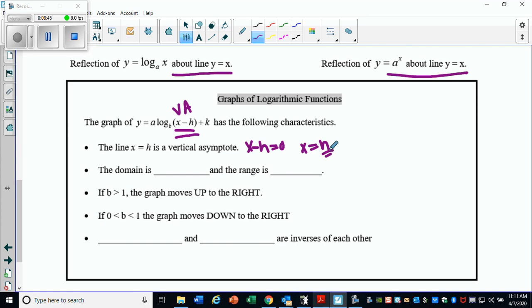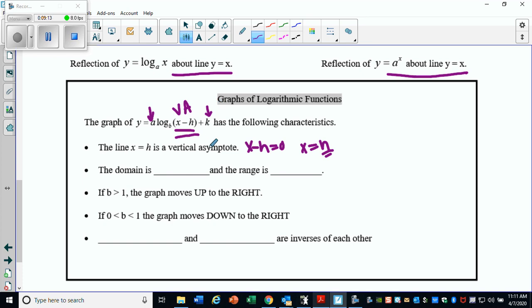Your graph is either going to be on one side or the other side, okay? So remember, because I cannot take any log of a negative, it's going to be on the side of the vertical asymptote where all of your log values are positive, okay? Your a value is still the same. This is going to give you your vertical stretch and your vertical shrink. And your k value is still going to be how it moves your graph up and down.